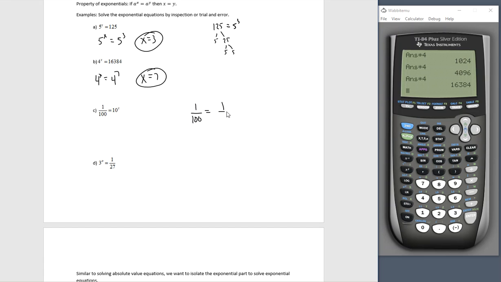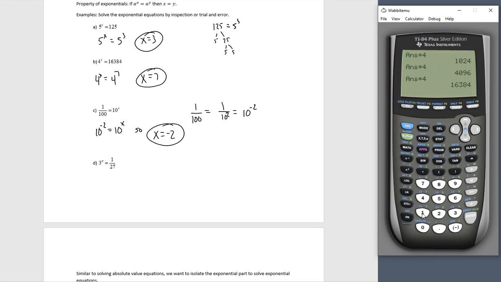We know that 100 is 10 times 10, right? 10 times itself, it's 10 squared. But remember that negative exponent rule? If you want to take something across the fraction bar, all you have to do is change the sign of the exponent. So to take that 10 squared from the denominator and bring it up to the numerator, I changed its sign. I now have 10 to the negative 2 equals 10 to the x. So we know x has to be negative 2.